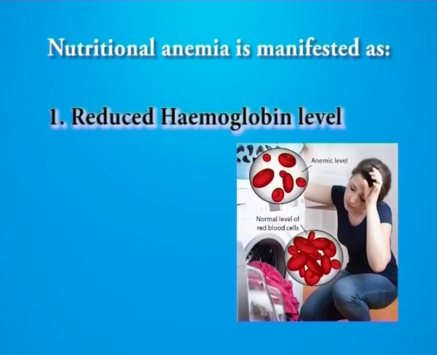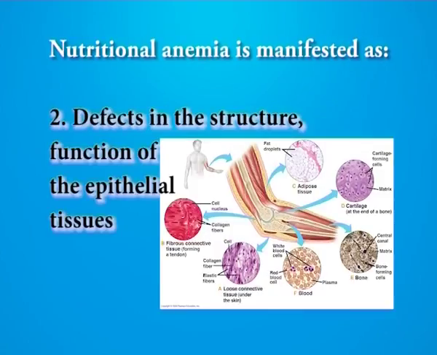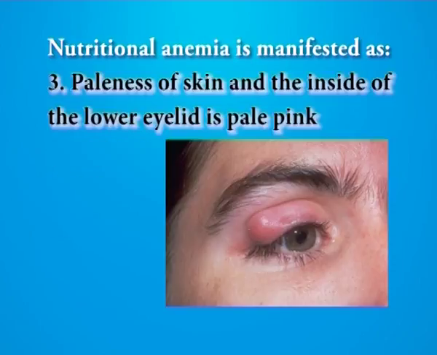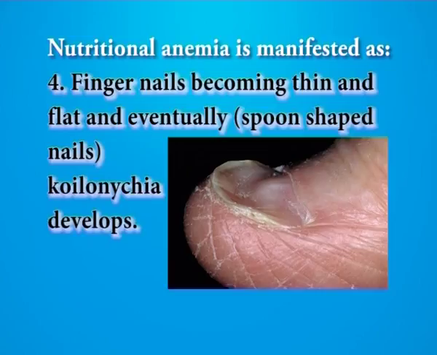Nutritional anemia is manifested as reduced hemoglobin level, defects in the structure and function of the epithelial tissues, paleness of skin, the inside of the lower eyelid being pale pink, and fingernails becoming thin and flat, and eventually koilonychia develops, which is spoon shaped nails.